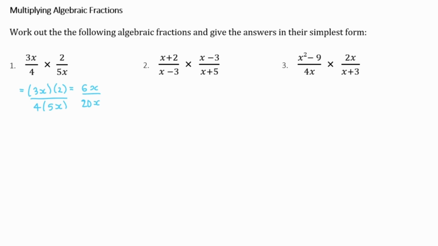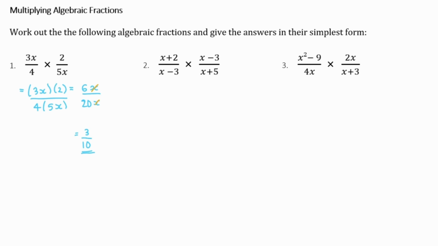We can then check to see if we've got any common factors so that we can simplify our answer. As we can see, we've got x in both the denominator and numerator, so we could cancel those out. We've now got 6 over 20 left, and the highest common factor of 6 and 20 is 2. So we can do 6 divided by 2, which gives us 3, and 20 divided by 2, which gives us 10. This cannot be simplified anymore, so this is our final answer in its simplest form.